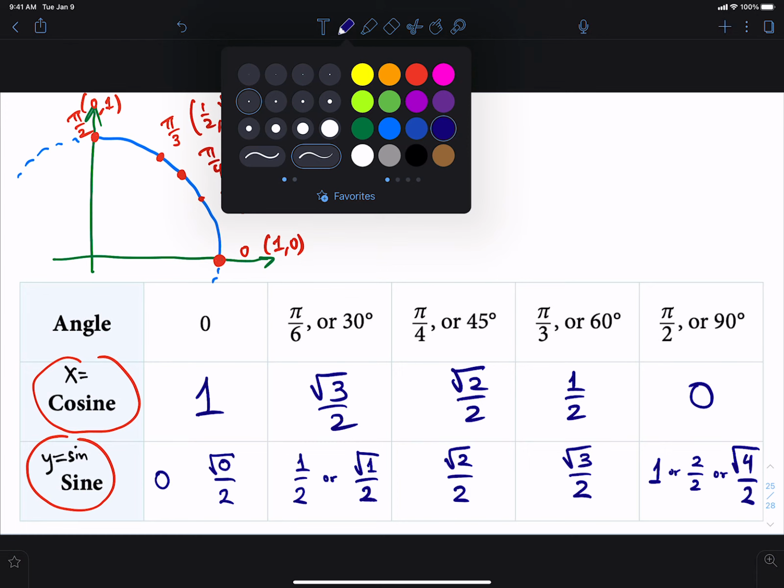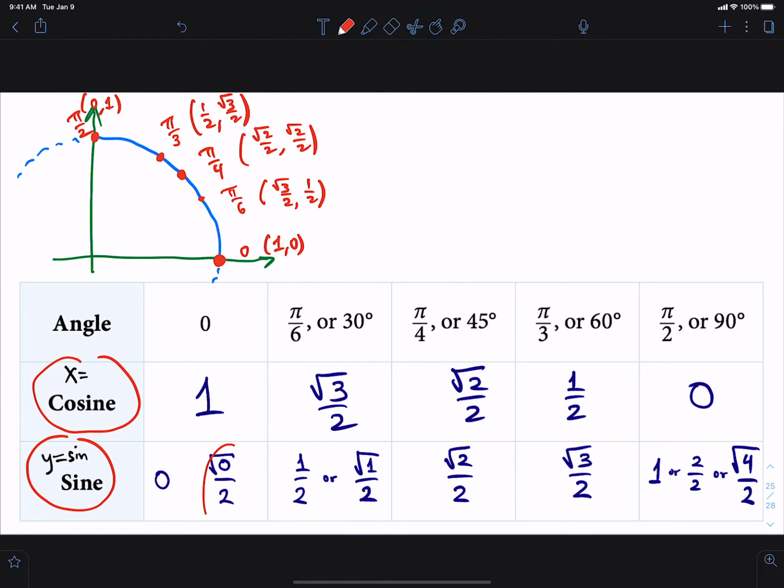And so there's a really fun pattern. Root 0 over 2, root 1 over 2, root 2 over 2, root 3 over 2, and root 4 over 2. And I just used that as a mnemonic. I think that's kind of fun.